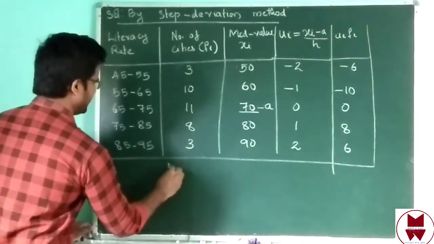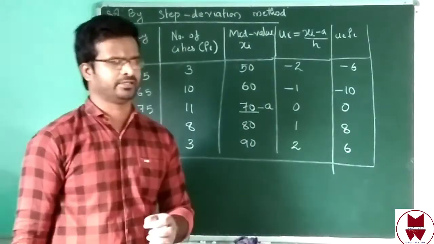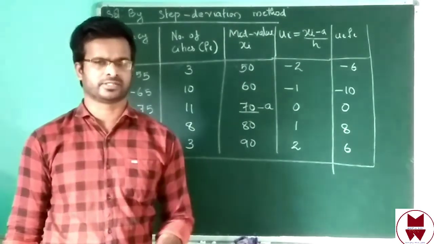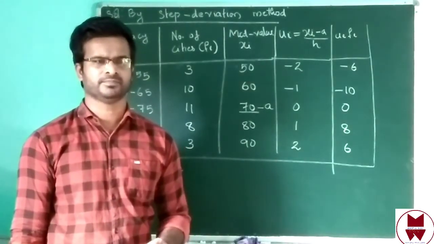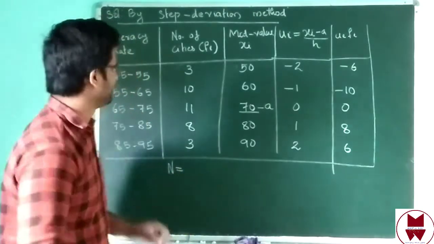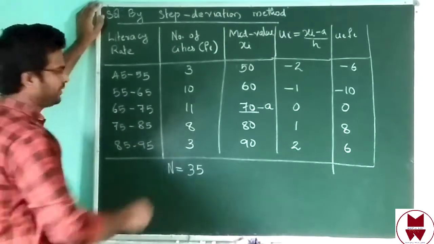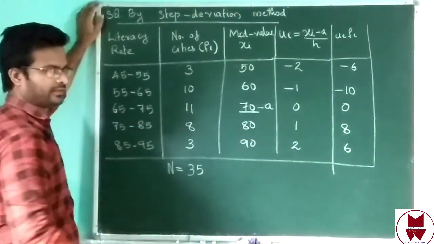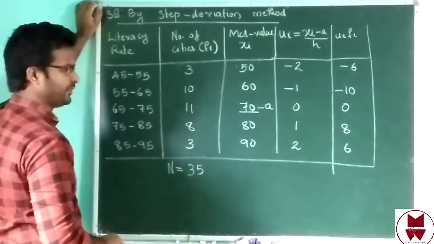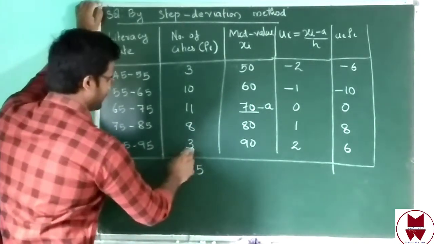We can find out n. N means sum of frequency. Check it in the question. We can add all the numbers. Otherwise, check in the question: how many cities in total? They took 35. We can write 35. Otherwise, just add these numbers: 3 plus 10, 13, 13 plus 11, 24, 24 plus 8, 32 plus 3, 35.